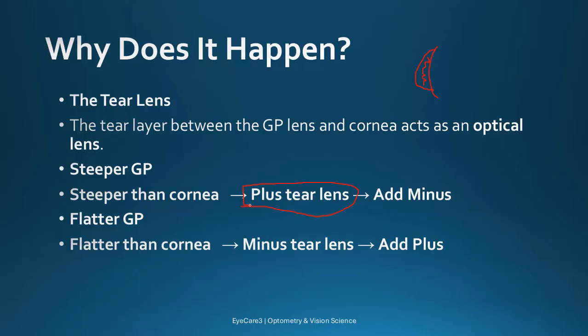Then to compensate this additional plus power which we do not need, we should add minus into our final refractive correction. Obviously, to neutralize plus you need minus. Similarly, for a flatter GP, when you fit a contact lens flatter than the flatter meridian of the cornea, then a minus tear lens is formed. Let me show you through the diagram. If this is the cornea and you fit a flatter contact lens, then obviously the tear lens created here is more like a concave shape. It has a minus power. So to neutralize this, you should add plus power into the net refractive correction or net power of the contact lens you will give.